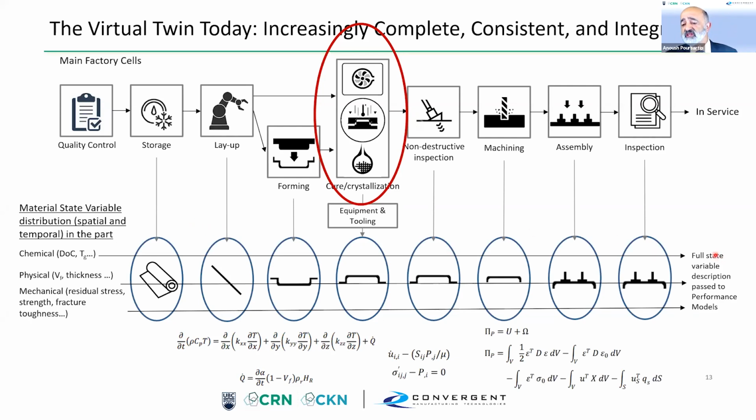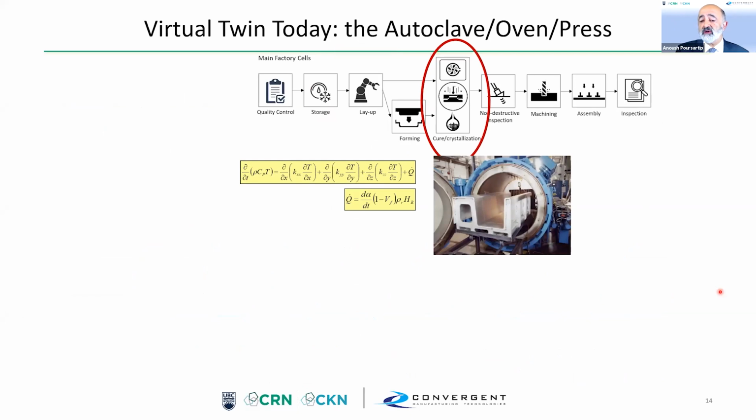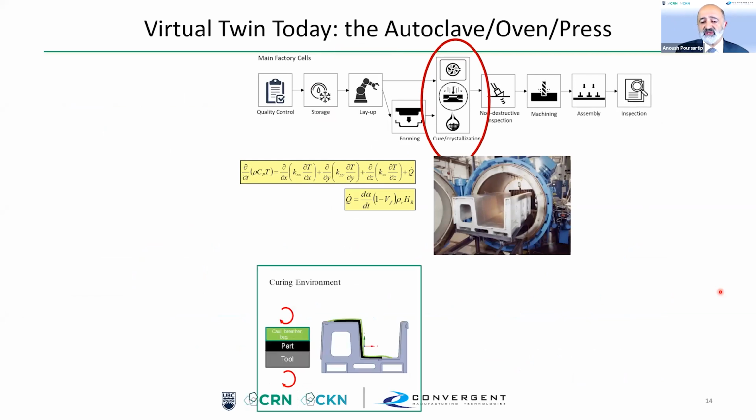So at the end of this, we actually have a full state variable description that can be passed on to performance models. We can already pass degree of cure, thickness, volume fraction, residual stress. And if we go in and look a little bit more detail at this step, what we have, as I said, is a 3D solution to the problem with heat generation for the curing material. So we take the tool, we take the autoclave, we discretize that. We now have to give it material properties. The key one is the curing material.